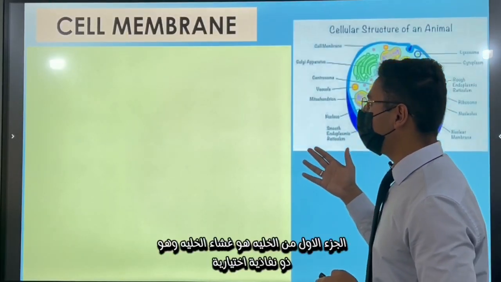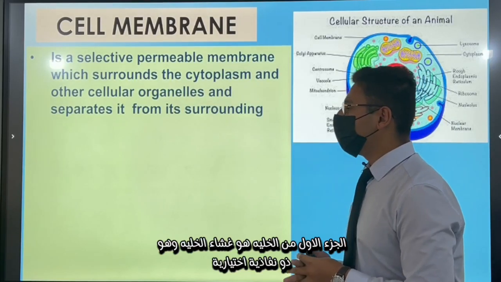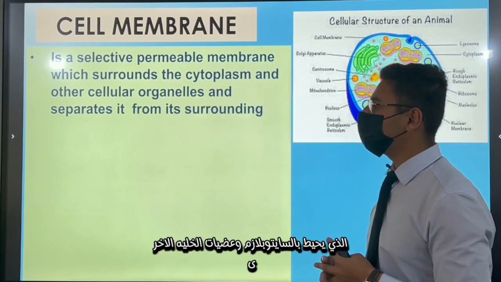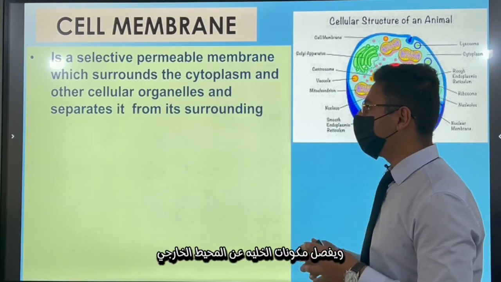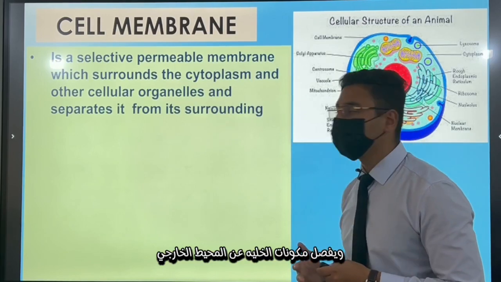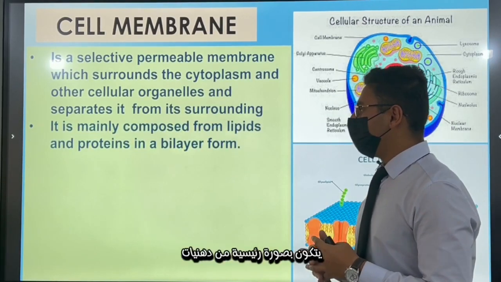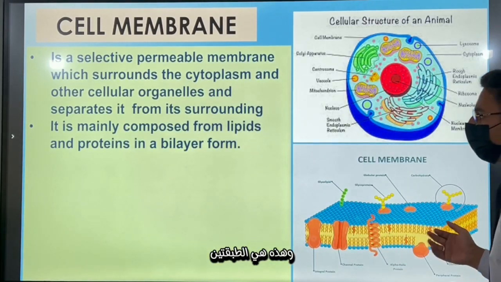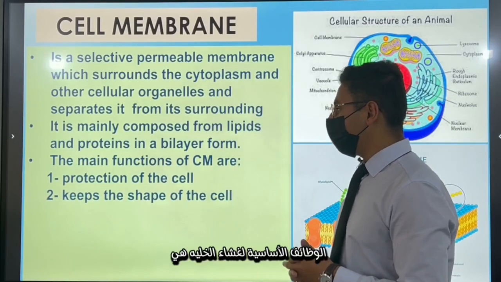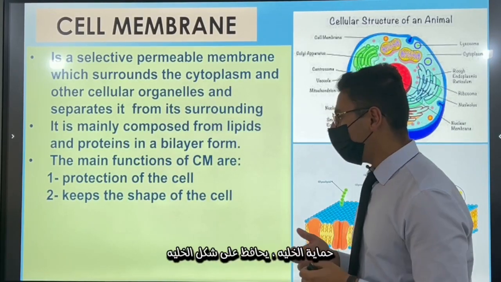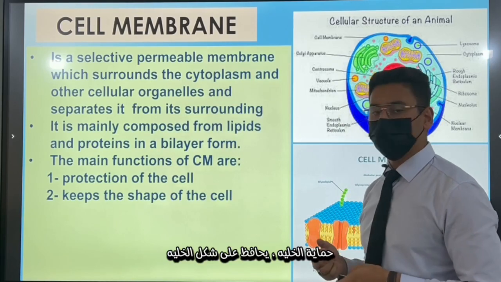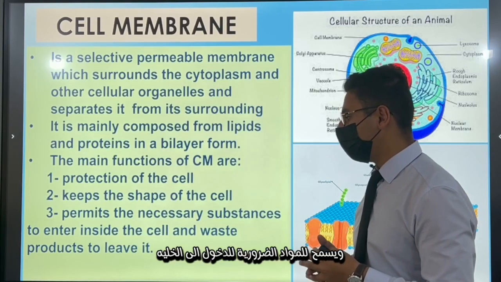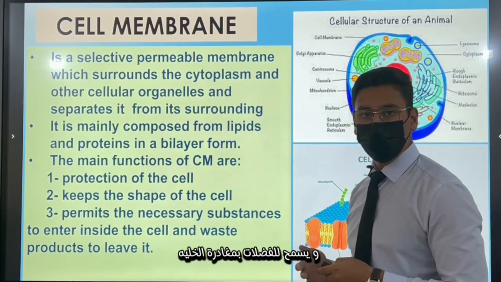The first part of the cell is the cell membrane. The cell membrane is a selectively permeable membrane which surrounds the cytoplasm and other cellular organelles and separates them from the surroundings. It is mainly composed of lipids and proteins in a bilayer form, and this is the bilayer form. The main functions of the cell membrane are protection of the cell, keeping the shape of the cell, and permitting the necessary substances to enter the cell and waste products to leave it.